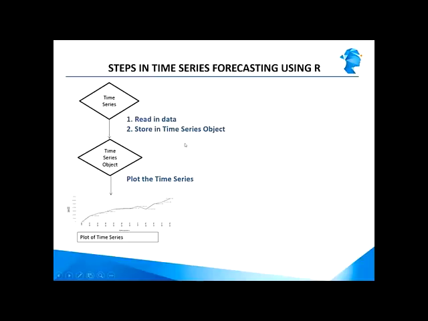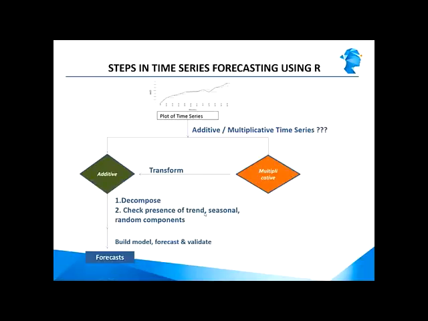But first things first, the moment you have the time series object, plot your time series, and I'm going to tell you very soon how that helps. The plot of the time series, as we have already seen, will tell you if the time series is additive or multiplicative. Just by looking at the plot, we can say if the fluctuations in the data are roughly constant or if they are fluctuating a lot. So we can tell if the time series is additive or multiplicative.